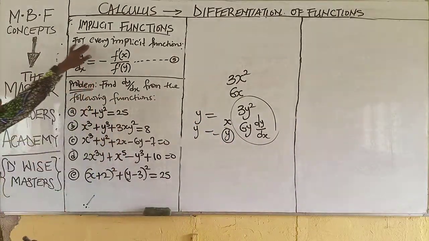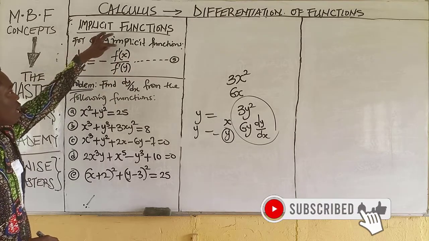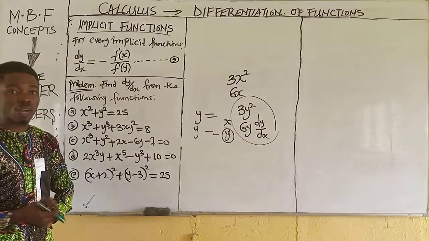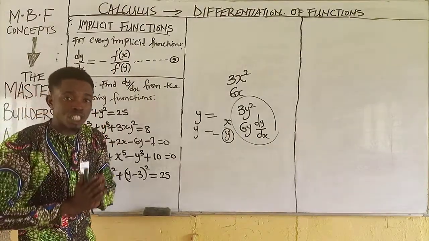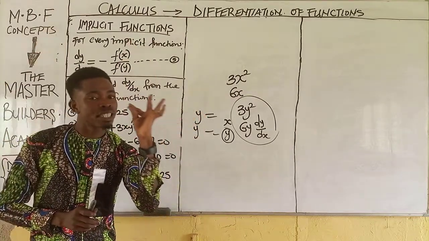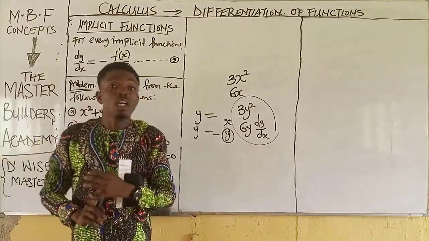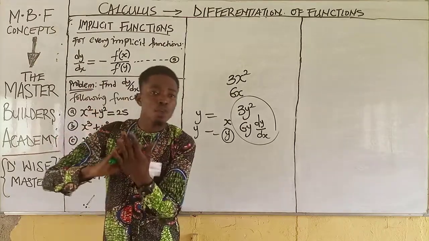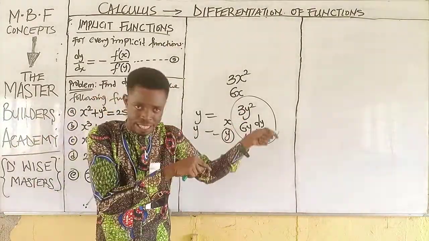So to differentiate an implicit function, dy over dx is equal to minus the derivative of the function with respect to x over the derivative with respect to y. In other words, the numerator will be the given function differentiated with respect to x. And anytime you differentiate a function with respect to x, listen carefully, you will consider y as constant. And anytime you differentiate with respect to y, you will consider x as constant.